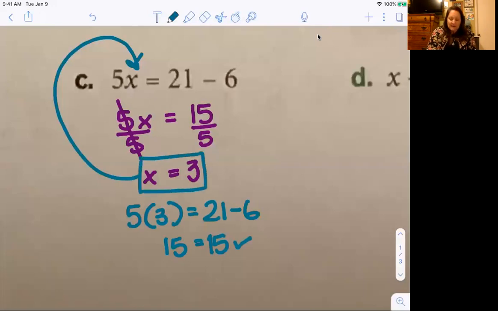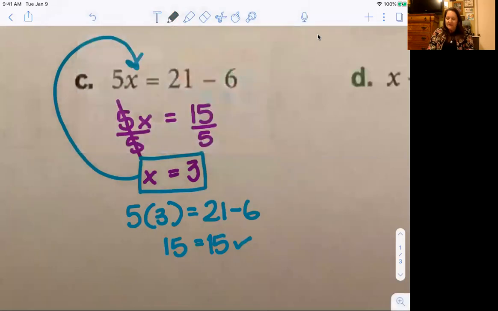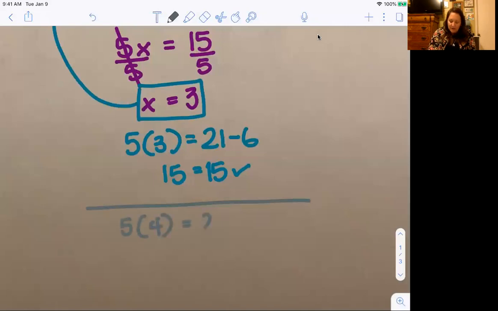Let's say though, guys, and I want to go over this because I feel like it's super important. Let's say for some reason I got 4 as x. I'm going to plug 4 into the equation. 5 times 4 equals 21 minus 6. Well, 5 times 4 is 20, and 21 minus 6 is 15, and 20 does not equal 15.